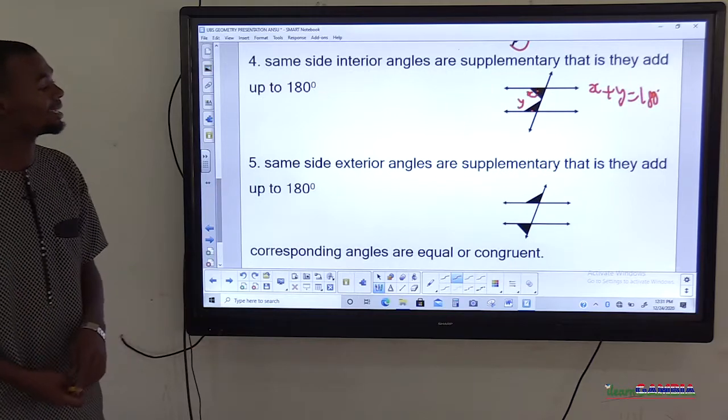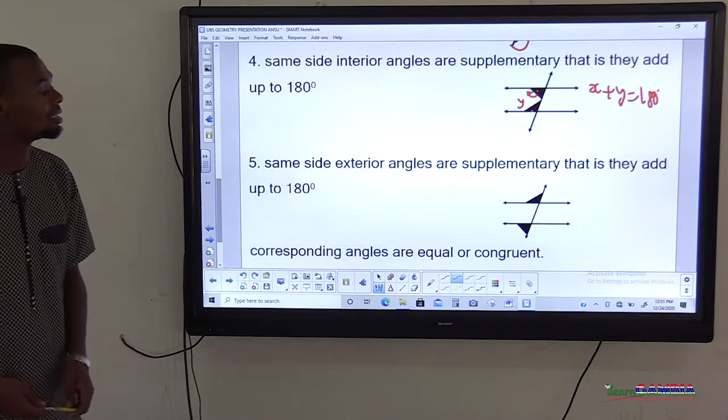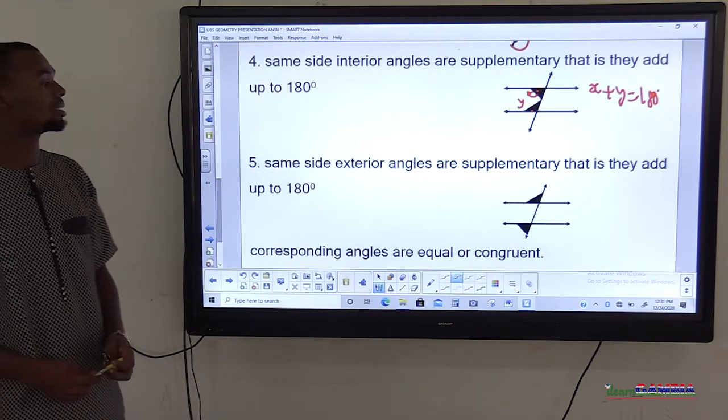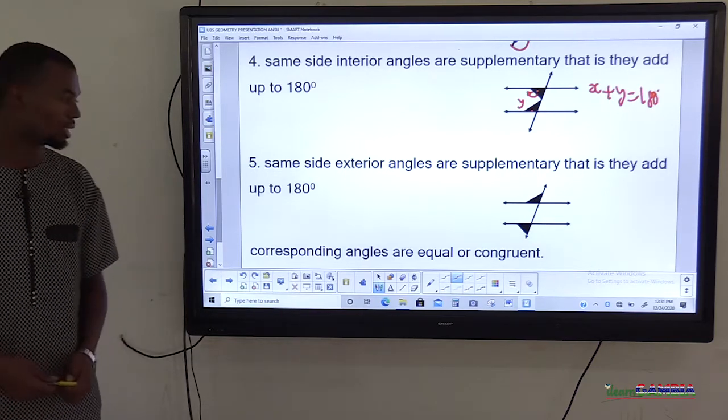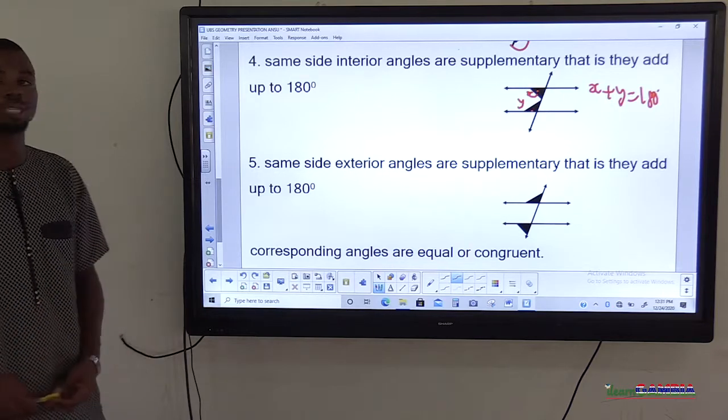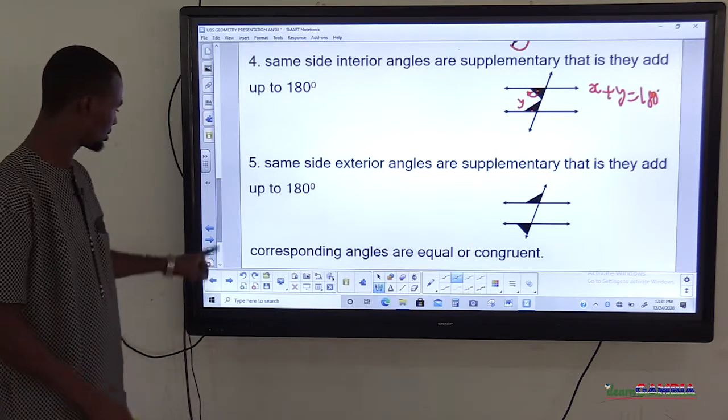Same side exterior angles are supplementary, that is, they also add up to 180, just like same side interior angles.